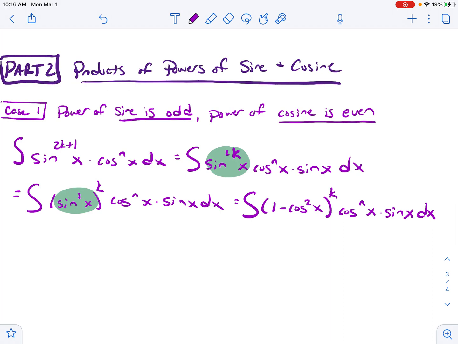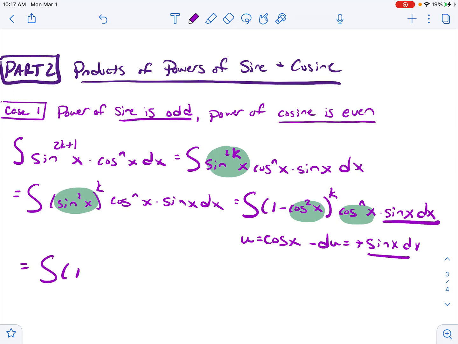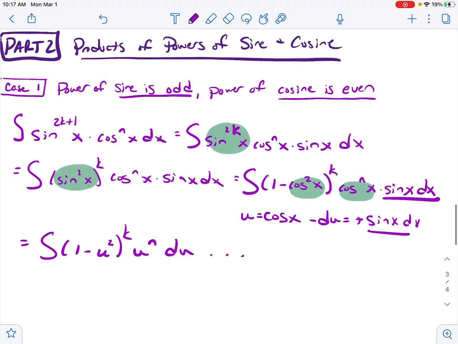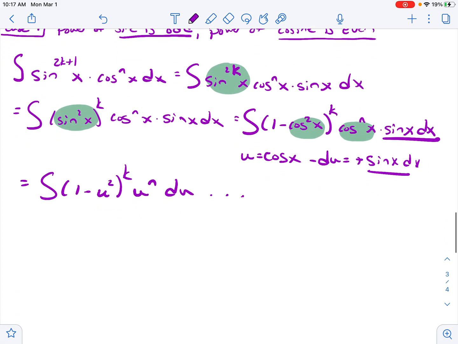And now it might not look all that great, but it actually is. Once we get to this point, we can now let u equal cosine of x, and then our du will be negative sine x dx. And so a negative du, we'll pick that up, and we'd end up with the integral of 1 minus u squared to the k power, u to the n, du. We clean it up from there and then integrate, okay? So this is the idea when we have an odd power of sine and an even power of cosine. So let's see one in practice here.